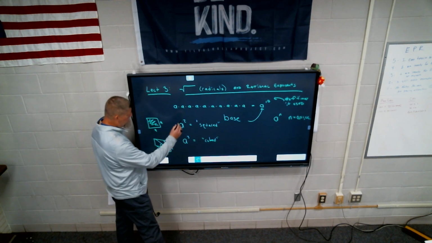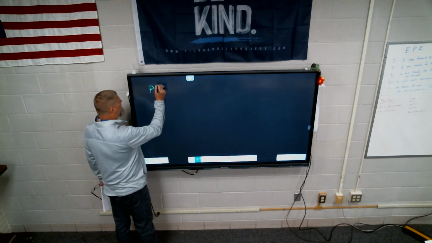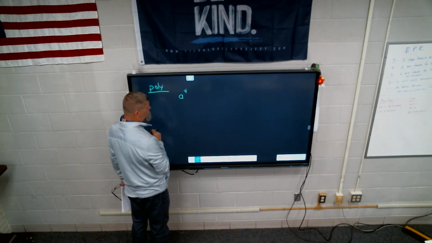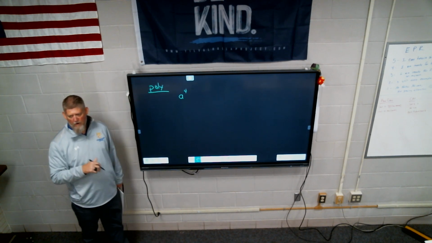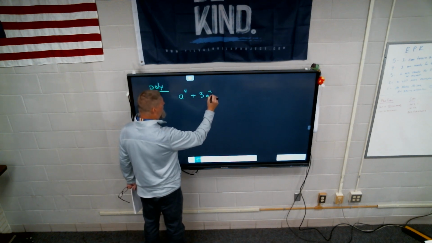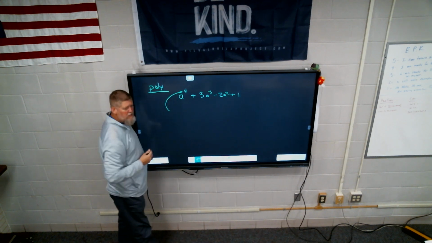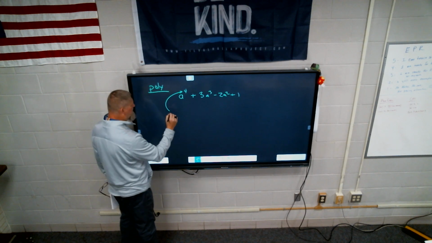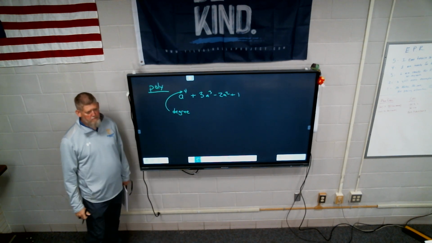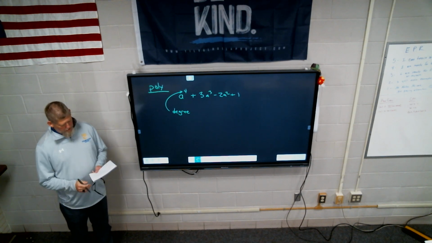Another way we use this exponent is we talk about polynomials. So if I give you something like a to the fourth, or if you prefer using x, some letter to the fourth power, plus 3a to the third, we can keep adding stuff, a squared plus 1. This exponent is also, and we'll talk about this next chapter as well, the degree. So that exponent tells us the degree of the polynomial, to the fourth degree. So the exponent is used for lots of things.